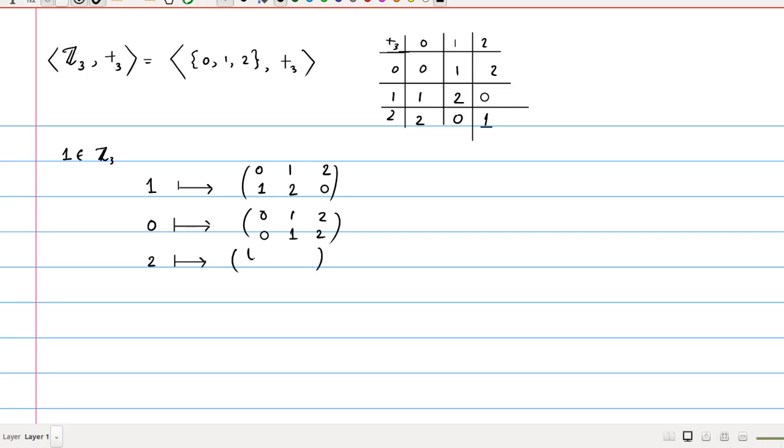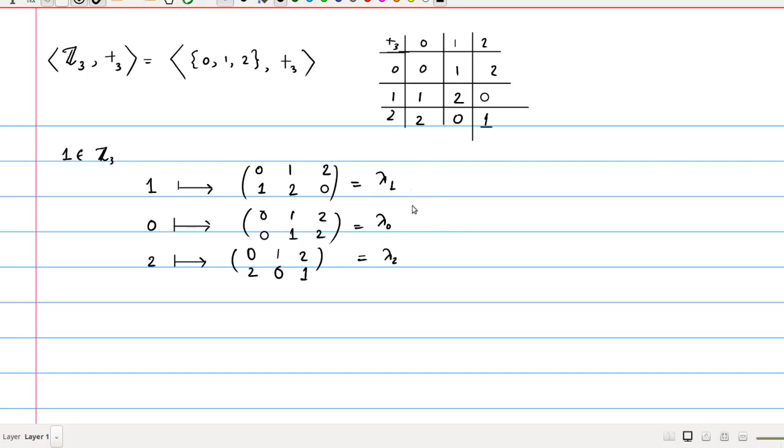So that is 0 1 2 here, then we operate 2 with the 0, so that will be 2, and 2 addition modulo 3 with 1, that is 0, because that is 3, and 2 plus 2, that is 1 here. So these are the 3 elements. I call these elements lambda 1, and this is lambda 0, and this is lambda 2. That means the permutation corresponding to 1, the permutation corresponding to 0, and the permutation corresponding to 2.